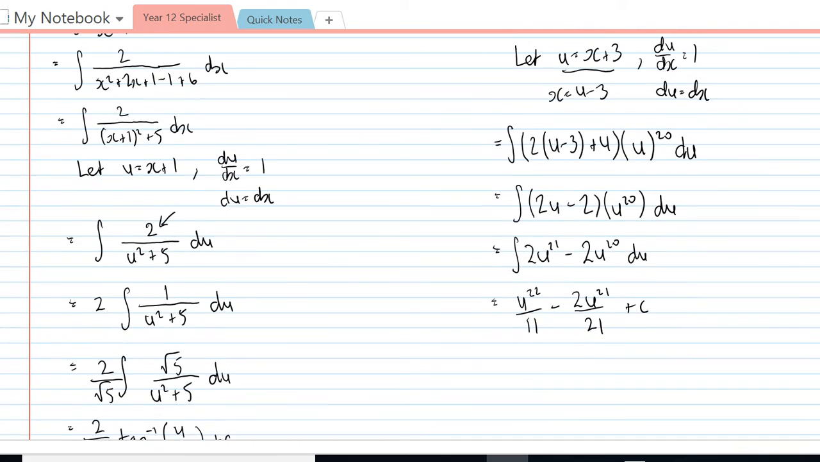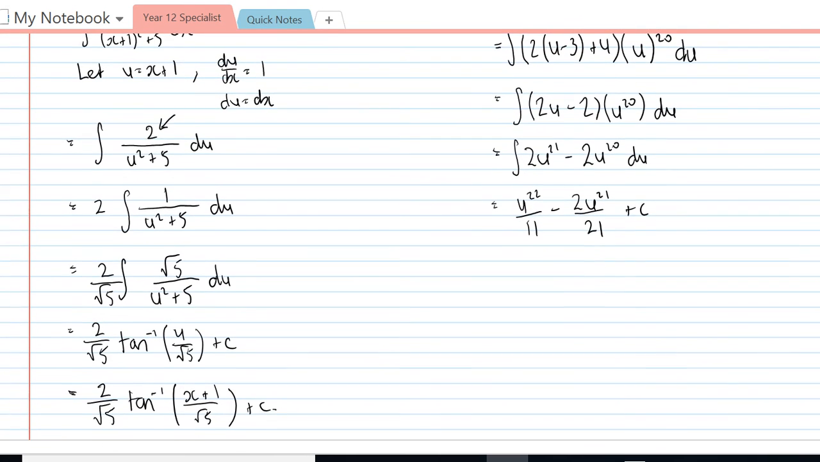And so the last thing is to make the substitution back. We said u was x plus 3, and so we end up with (x plus 3) to the power of 22 over 11, and then minus 2 times (x plus 3) to the power of 21 over 21 plus c. So there we have it.